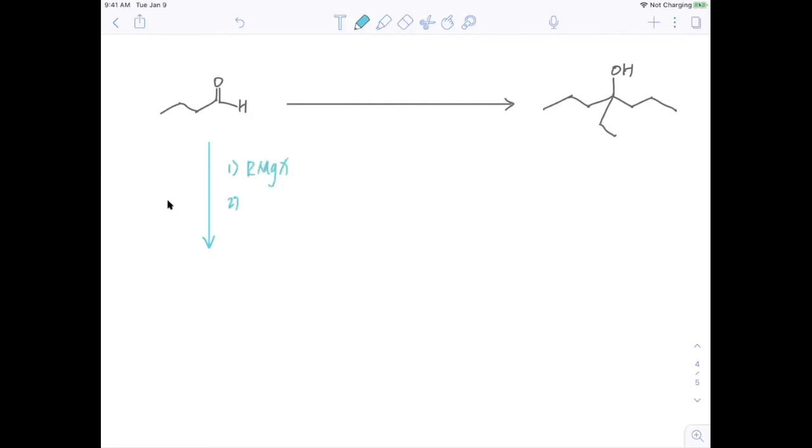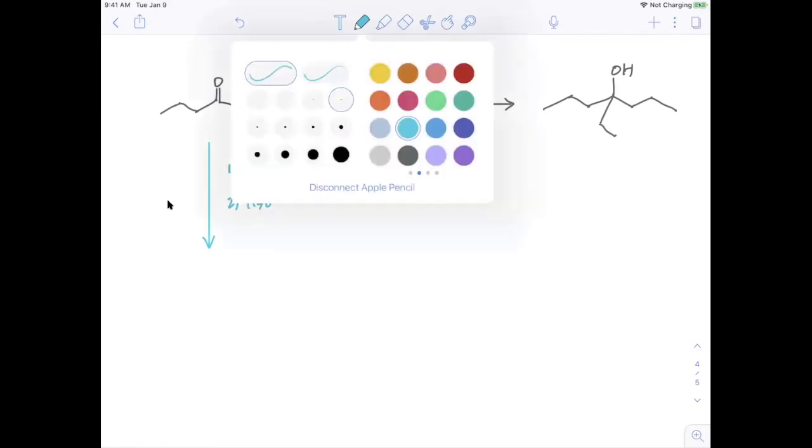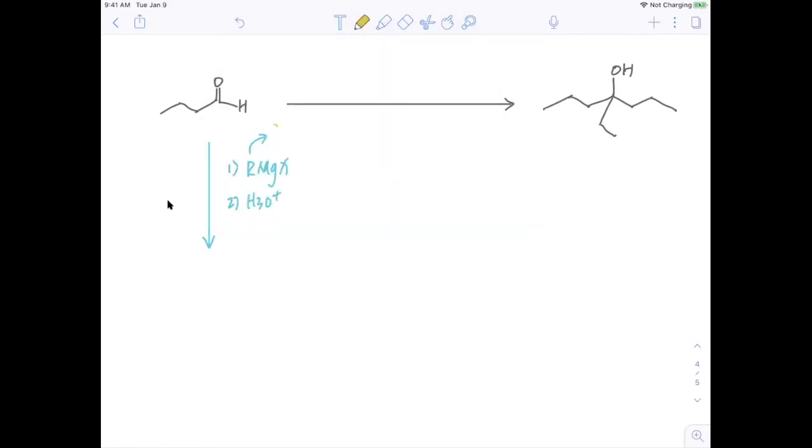I'm writing RMgX here to save time, but in the exam, you have to show what R is. So you need to show what R is. I'm just writing R for saving the time here. So then what is R?